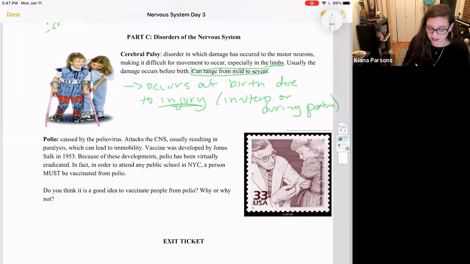And it asks here, do you think it's a good idea to vaccinate people for polio? Why or why not? I would say yes. And why is that? Well, it's because the potential complications from the polio vaccine, which I have never heard of any, pale in comparison to the effects of polio, which again can include paralysis.